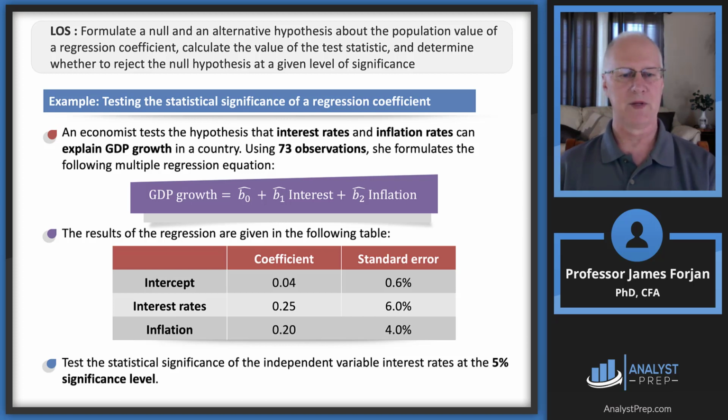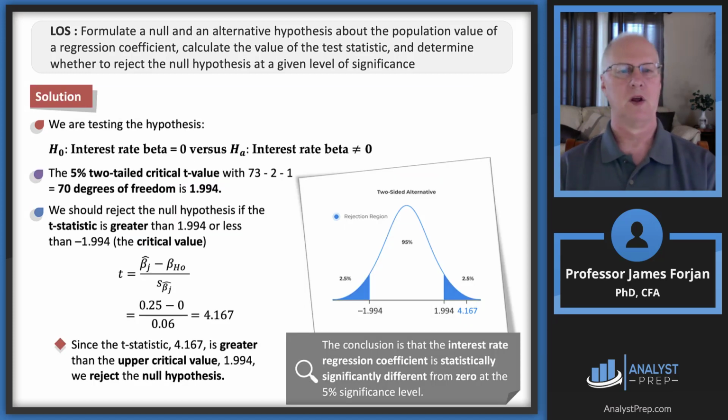So look at the bottom teardrop point. Test the significance that the independent variable, interest rates, at the 5% level. So we're just focusing on the partial coefficient of interest rates, which is the 0.25 and the 6% standard error. All right, so there's our null hypothesis that the interest rate beta is equal to 0 versus does not equal to 0.